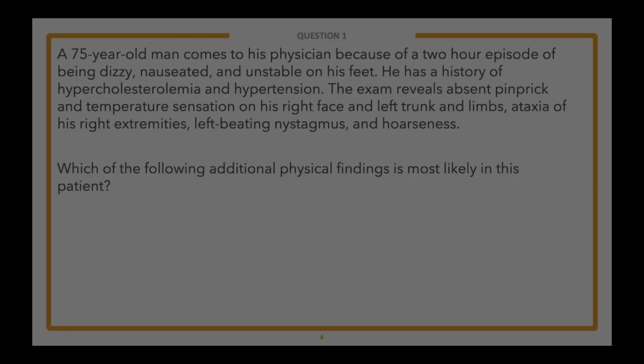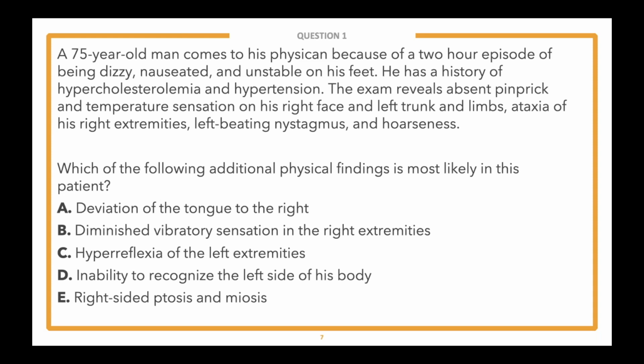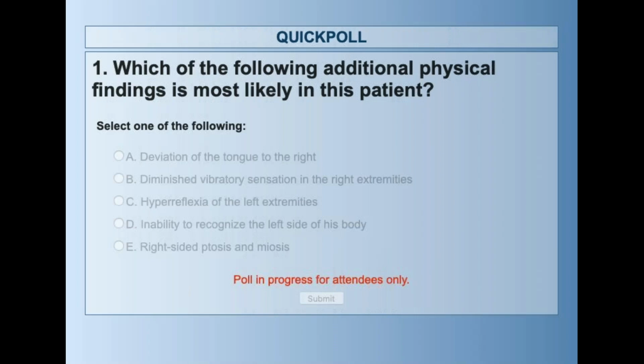So here we go. Answer choice E, right-sided ptosis and miosis. D, inability to recognize the left side of his body. C, hyperreflexia of the left extremities. B, diminished vibratory sensation in the right extremities. And A, deviation of the tongue to the right. So I'll give you a couple of seconds here. I'm going to open up a poll and let us know what you think the correct answer is.